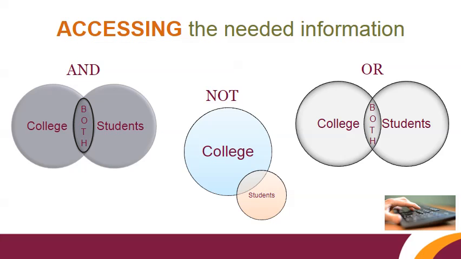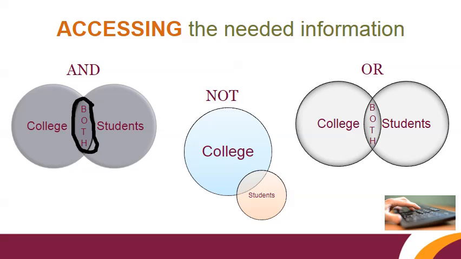When constructing your search, use Boolean operators like and, or, and not to help you search. Using the and will help narrow your results to include only results that include both search terms. In this search, your results will likely be about college students.